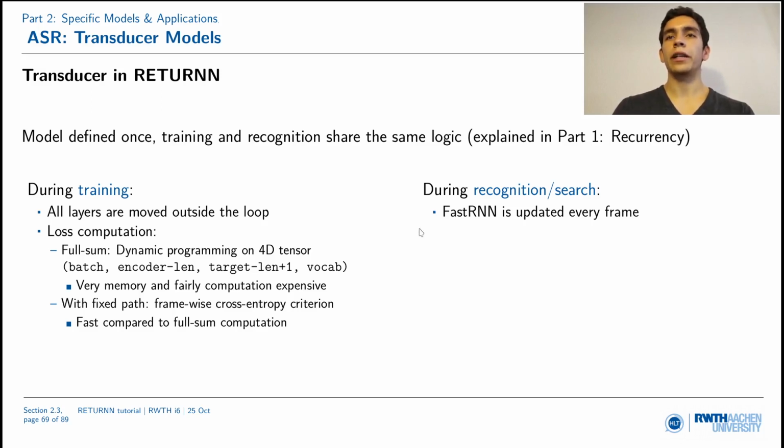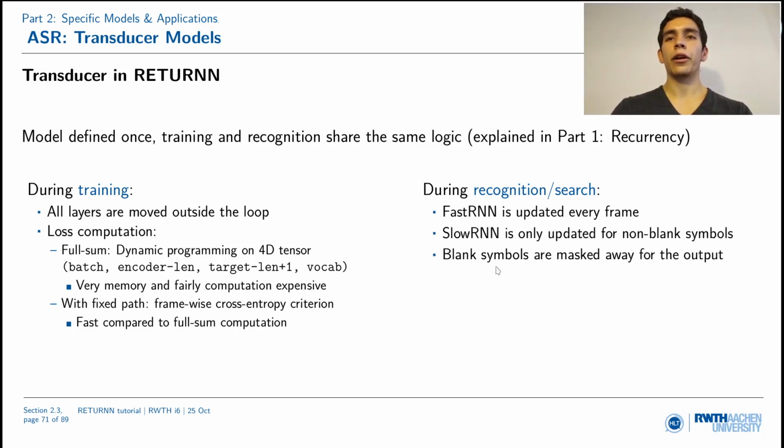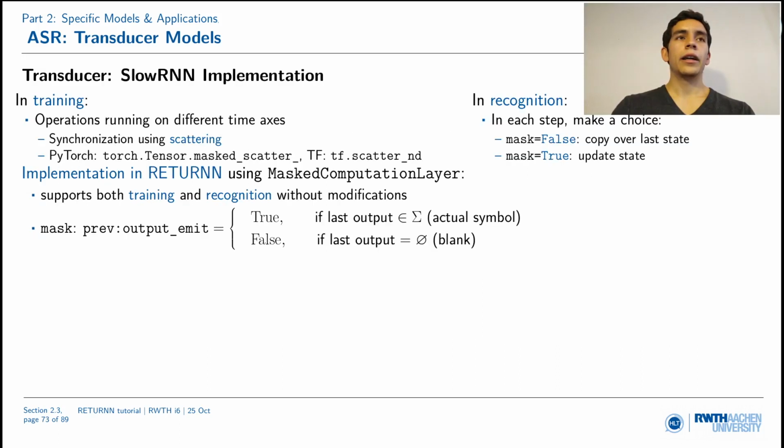So fast RNN is updated every frame, slow RNN is updated only for non-blank symbols. Blank symbols are then masked away for the output finally. And now to the slow RNN implementation. In training, because we have operations running on different time axes, especially the alignment axis and the label output axis, we have to synchronize those using a combination of scattering and gathering. You probably know those operations, masked scatter or scatter ND, in PyTorch and TensorFlow, because then we have the same time axis and we can perform an efficient implementation.